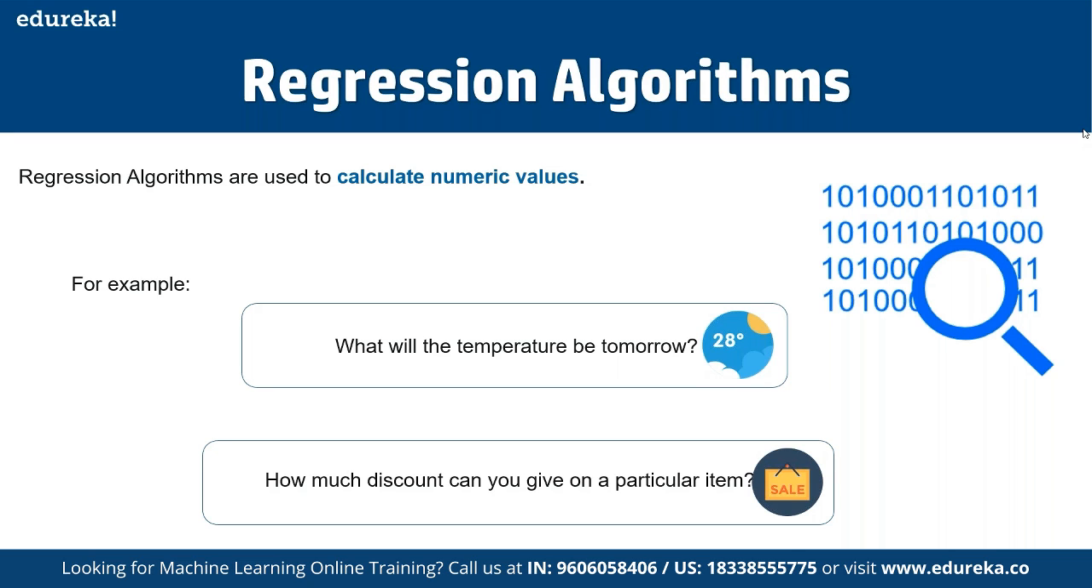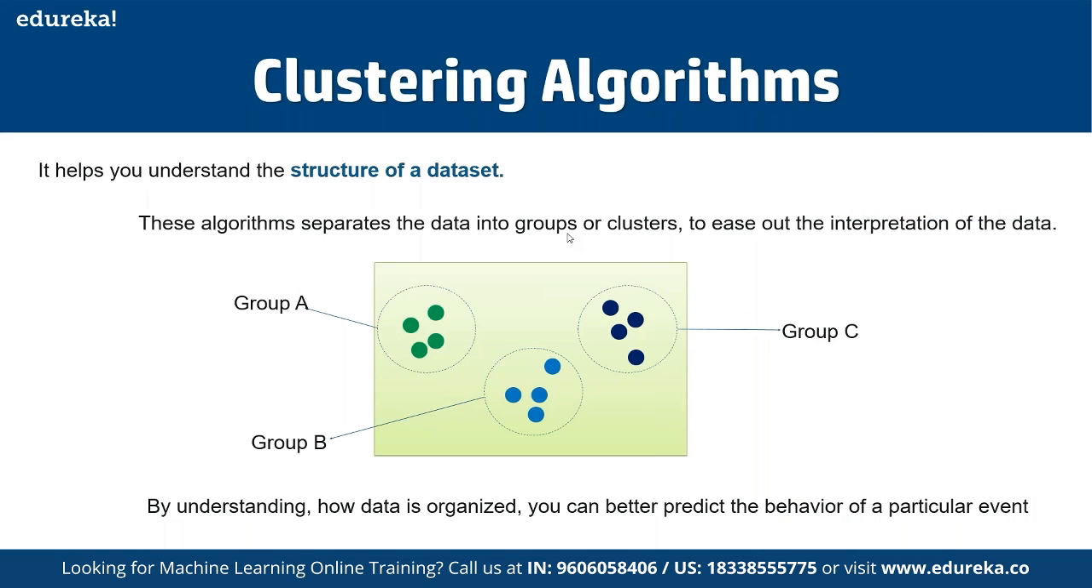And then we have clustering algorithms. Clustering is not a part of supervised learning; it is a part of unsupervised learning. It helps us understand the structure of a data set. These algorithms separate the data into groups or clusters to ease the interpretation of the given data. So let's say here we have group A, group B, and group C defined. By understanding how data is organized, we can better predict the behavior of a particular event.